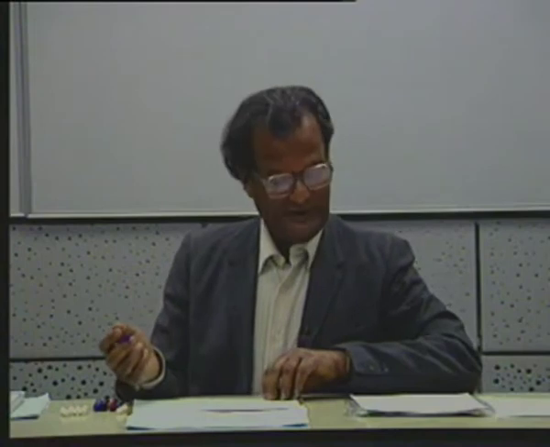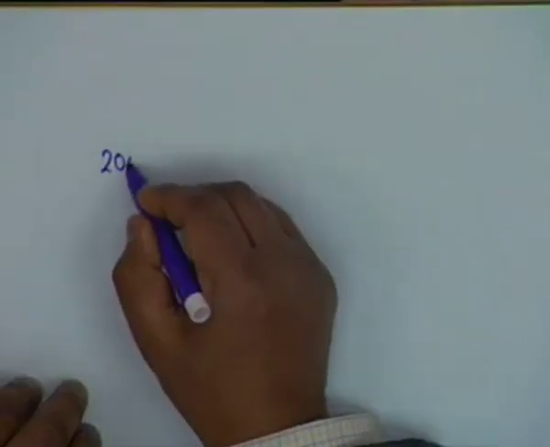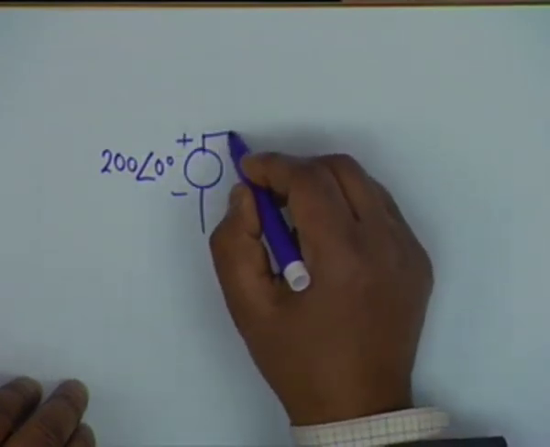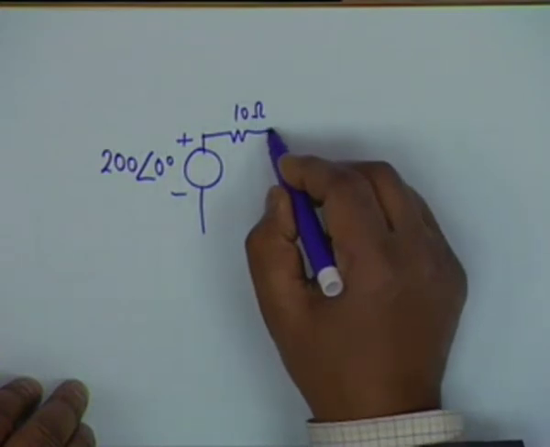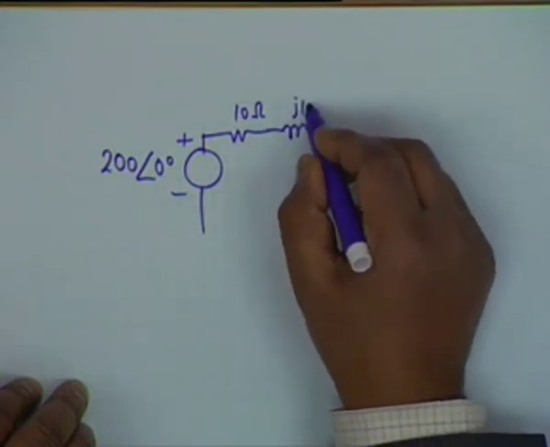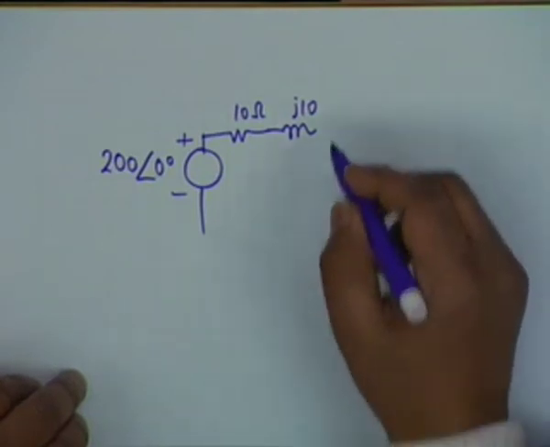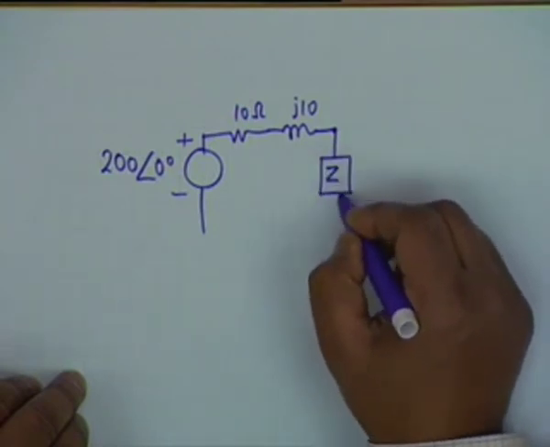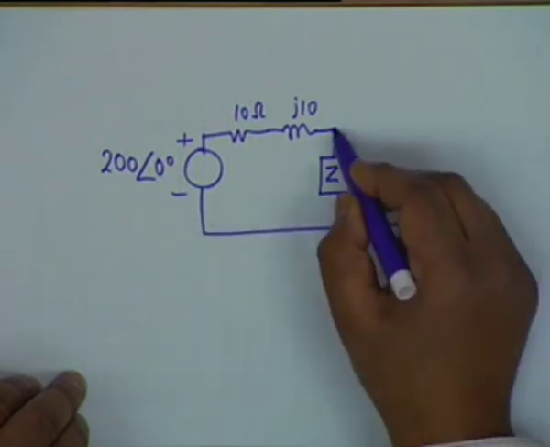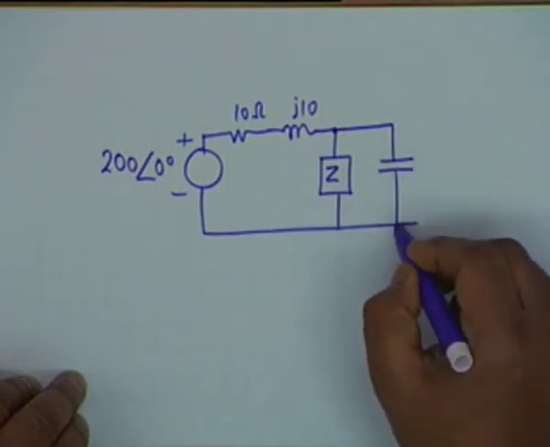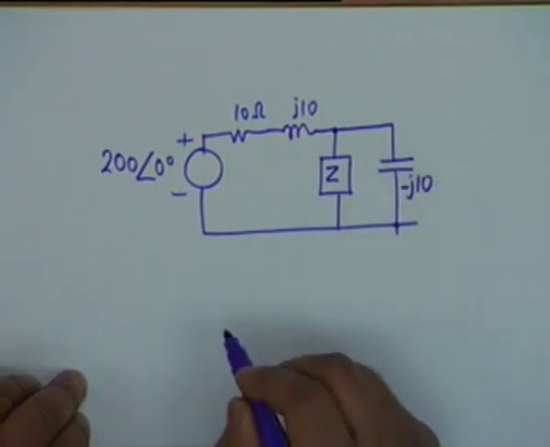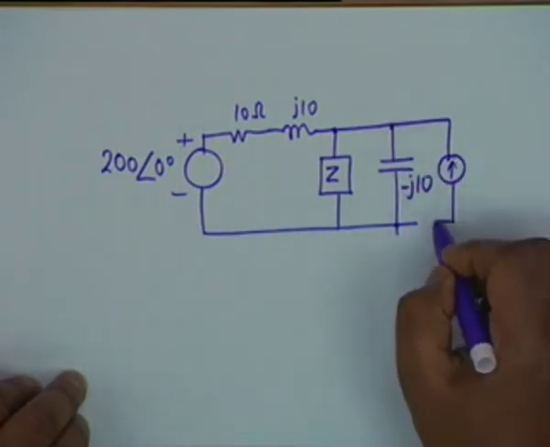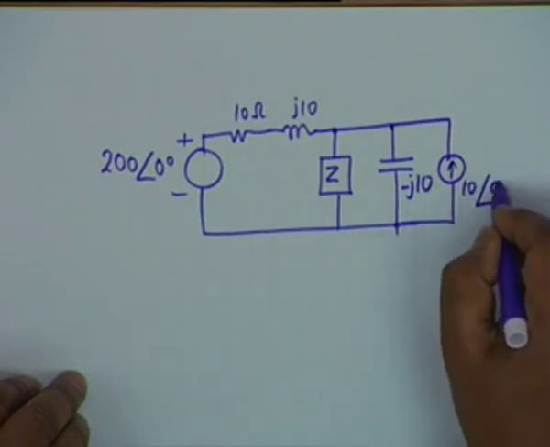Let me illustrate this with the help of a problem. I have a source 200 angle 0 degrees and an impedance consisting of 10 ohms and j10, which means an inductive reactance, and my load is here. My load is this Z, which is shunted by an impedance of minus j10, which is that of a capacitor, and a current source which is 10 angle 90.